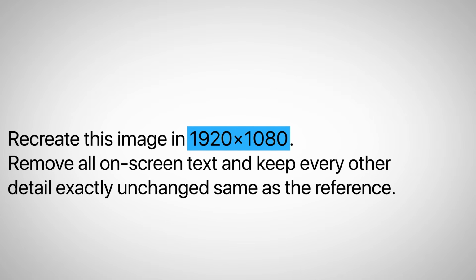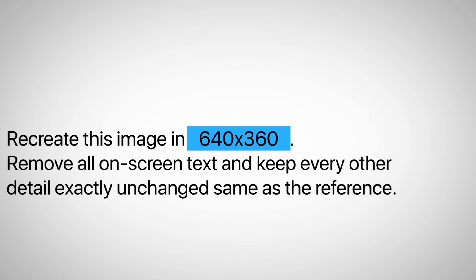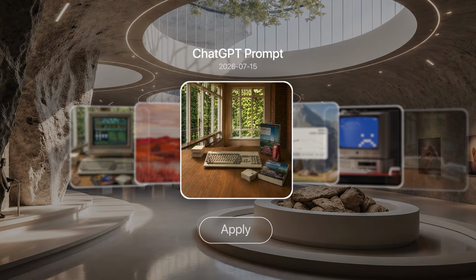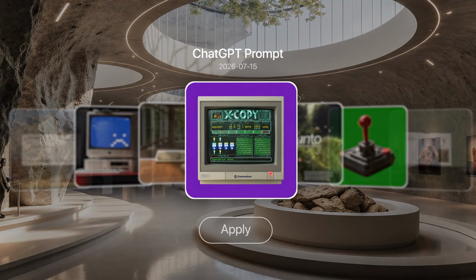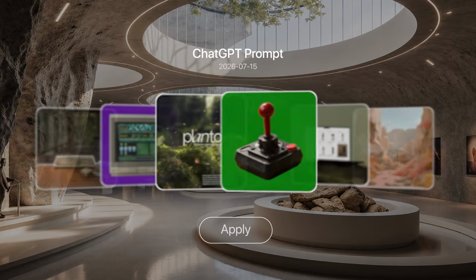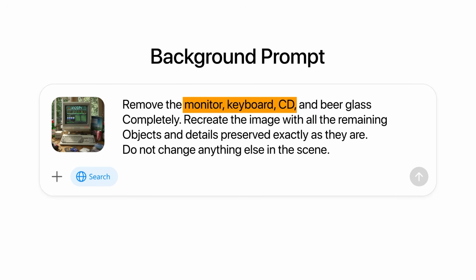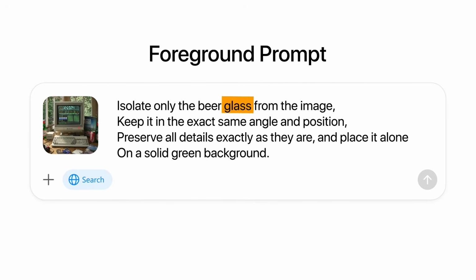You can modify this part of the prompt if you need any specific size. Reconstructing the object: for having a flexible scene, mostly you need 4 separate images: background, main object, bottom part, and any foreground object. You can easily use these prompts with your main reference and deconstruct each of these parts.